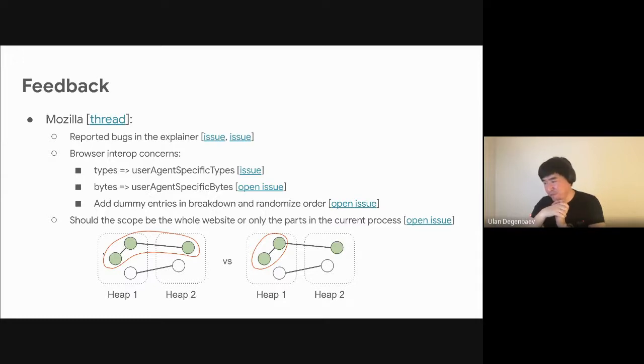But as a trade-off here, it would make the result very much dependent on the process model of the browser. So if a web page runs on one device and the same web page runs on another device, we could get very different numbers there.